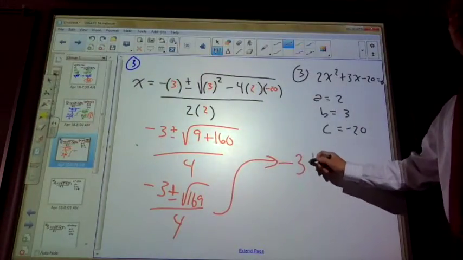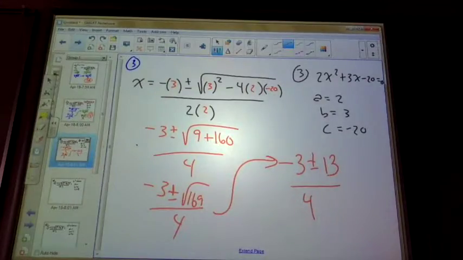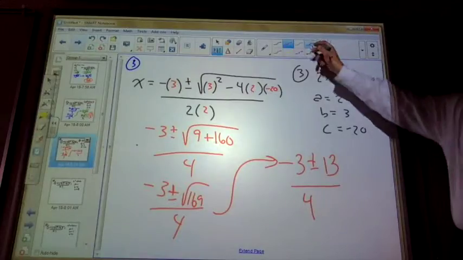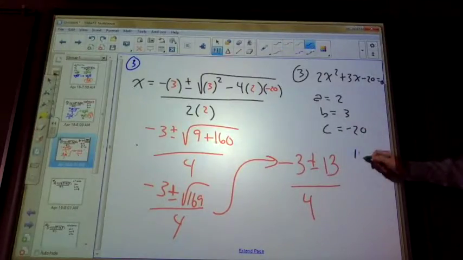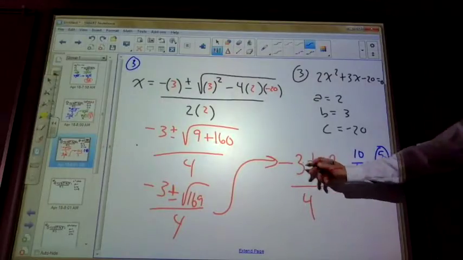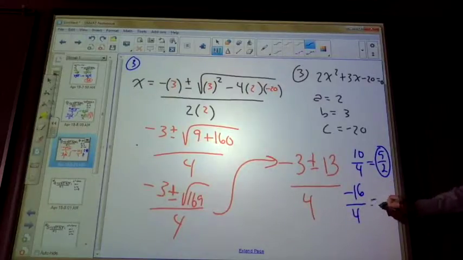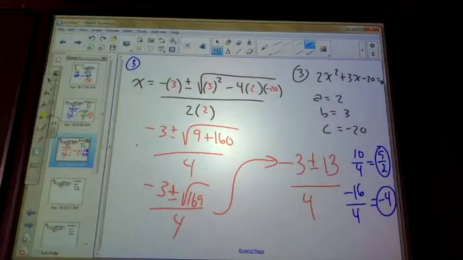So negative 3 plus or minus 13 over 4. Where did the square root sign go? That's a perfect square. It is a perfect square, so the square root of a perfect square, it eliminates. All right, so then we actually have to do the arithmetic now. So I get negative 3 plus 13, which is 10 over 4. Reduce that, I get 5 over 2. You could make it 2 1/2 or 2.5, that's fine. So that's our first answer. And then I get negative 3 minus 13, which is negative 16 over 4. And that reduces to negative 4. 5 over 2 and also negative 4 are our answers.